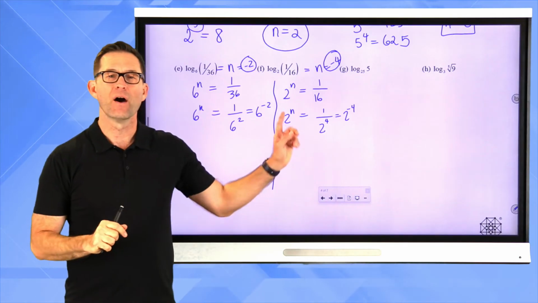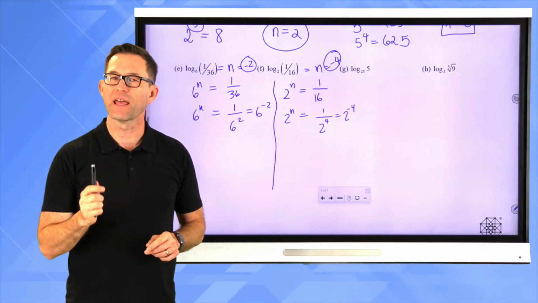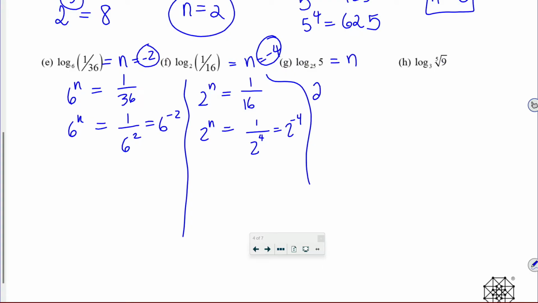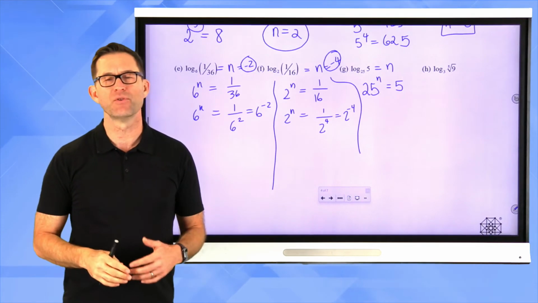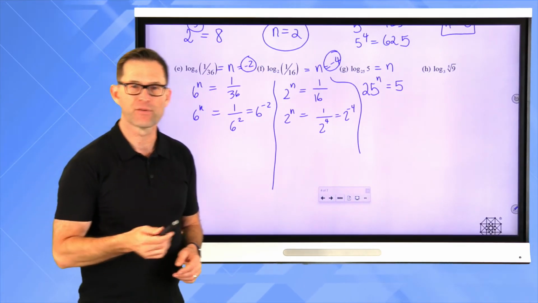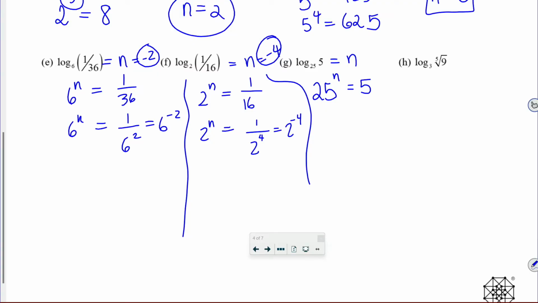All right. Now, G and H are challenging because the answers are fractional. In fact, right here, I'm looking for what power I have to raise 25 to in order to get 5. You really have to ask yourself, what is the relationship between 25 and 5? Well, 5 is the square root of 25, right? So 25 to the n is equal to 25 to the 1/2. So in fact, the log base 25 of 5 is 1/2.